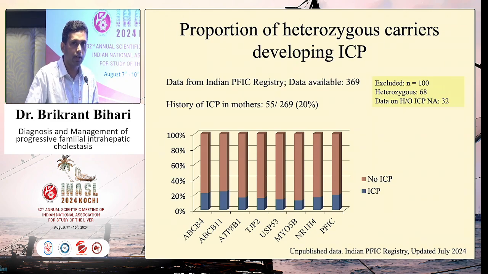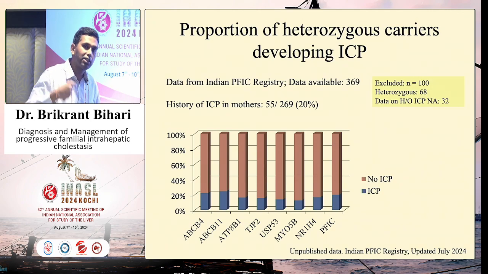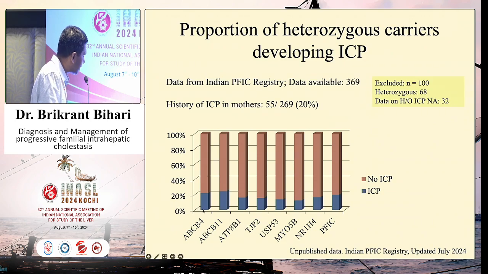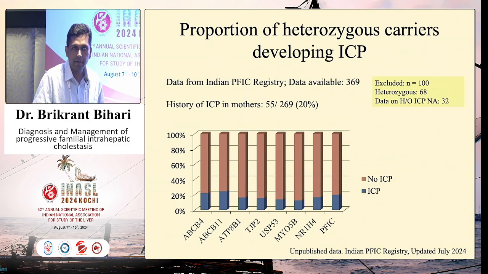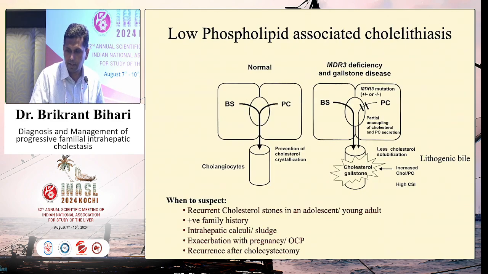We looked the other way around, at what percentage of patients submitted to us had mothers with history of ICP, and as expected, we found that BSEP and MDR3 patients had history of ICP in their mothers in more than 20%, but the important thing to note is that all other types also had 10 to 15% history of mothers having ICP. So it is not restricted to BSEP or MDR3. Any type of PFIC, any type of these variants, if present in heterozygous state, that is in mothers, can present with intrahepatic cholestasis of pregnancy.